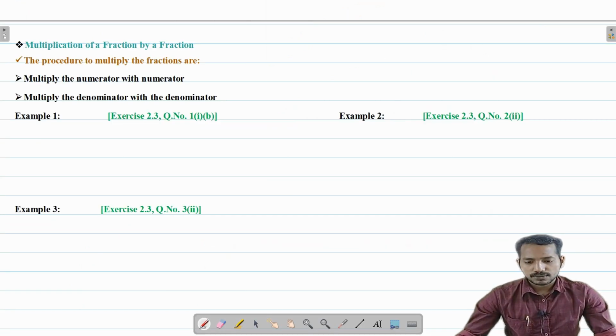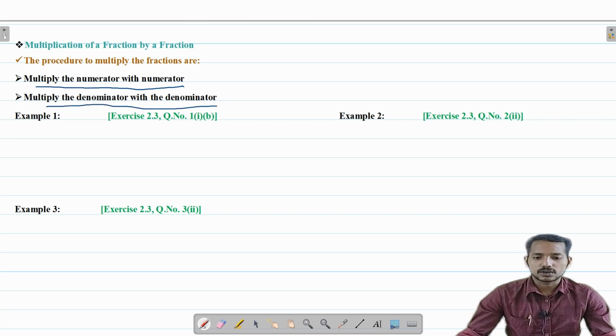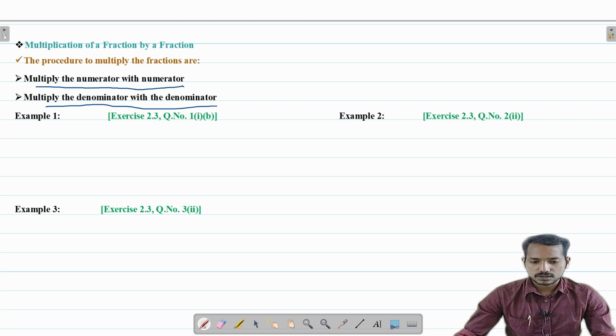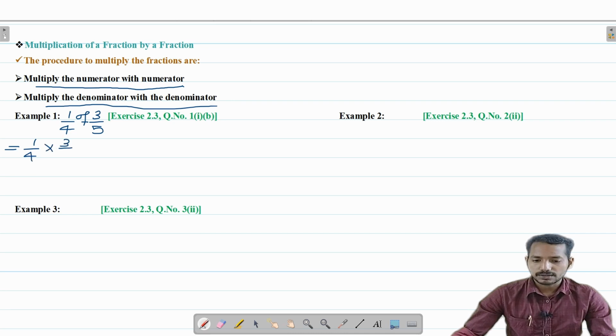When we multiply a fraction by a fraction, we have to remember two things. First, multiply the numerator with the numerator and the denominator with the denominator. That is all. Very simple. For example, we can take exercise 2.3 question number 1, option 1B, that is 1 by 4 of 3 by 5. What is the meaning of this? Of represents multiplication. So 1 by 4 of 3 by 5 will become 1 by 4 into 3 by 5.